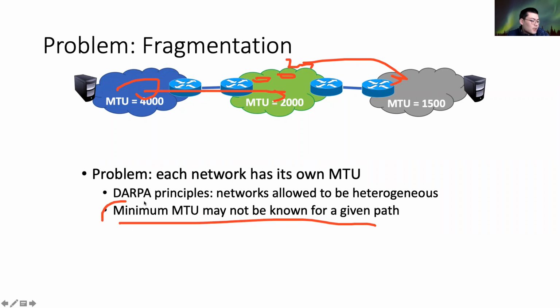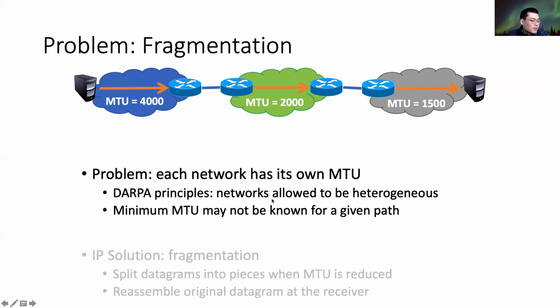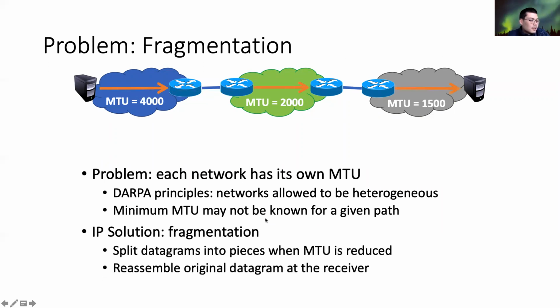So this is because the MTU may not be known. Here we care about the minimum MTU, the minimum along the path, which is 1,500. But it may not be known, so we need some mechanism to handle that.